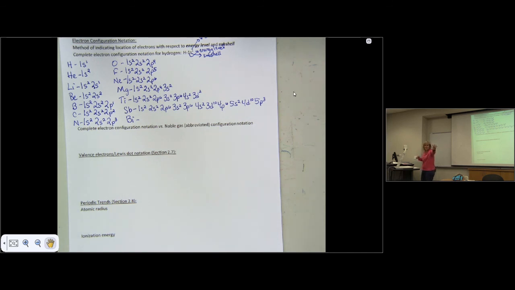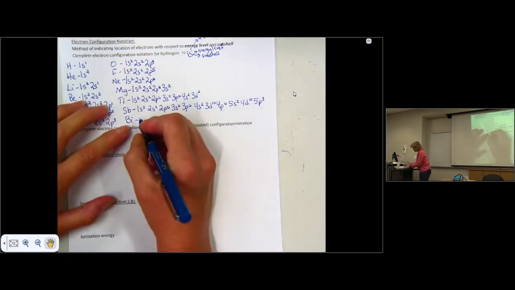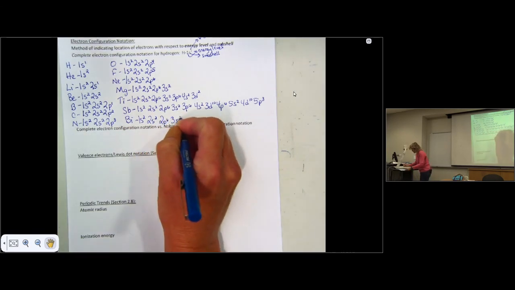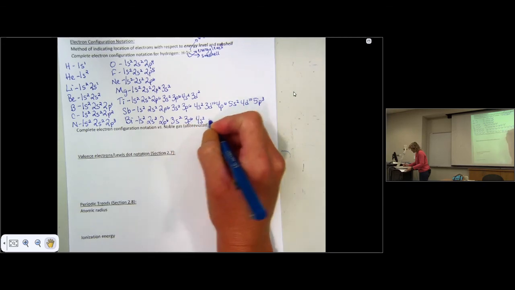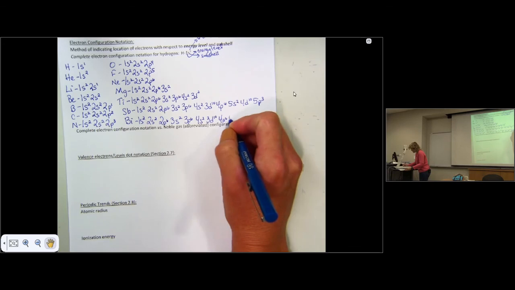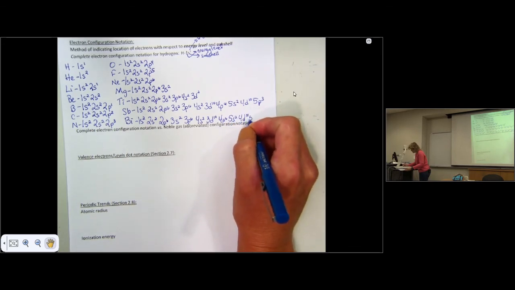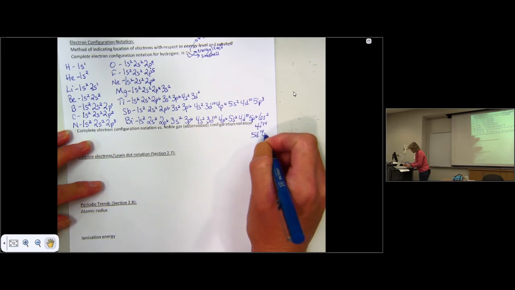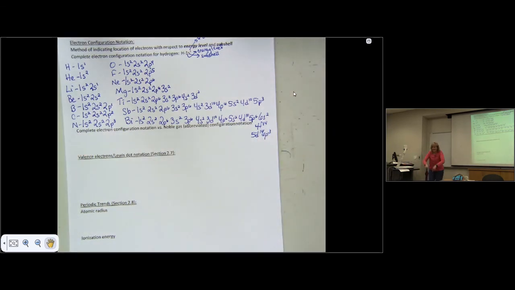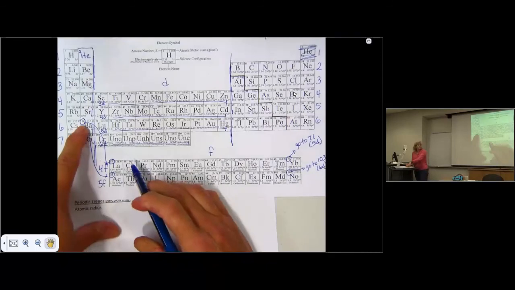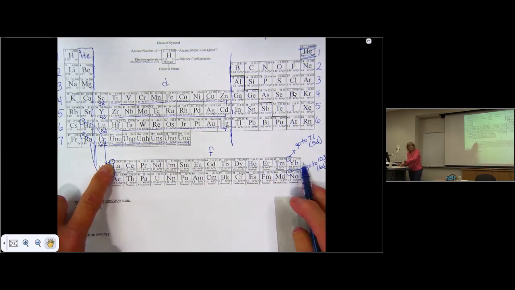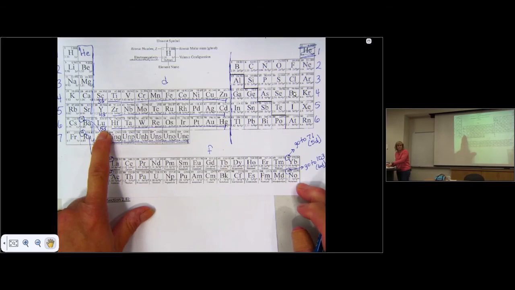All right, you on the left, all of you on the left, give me bismuth. 1s2, 3S2, 3P6, 4S2, 3D10. You had to go down and come back up. Why did you have to do that? Because, look, you had to follow 56 down to 57, all the way down, and then come back up. Okay, did you get that?